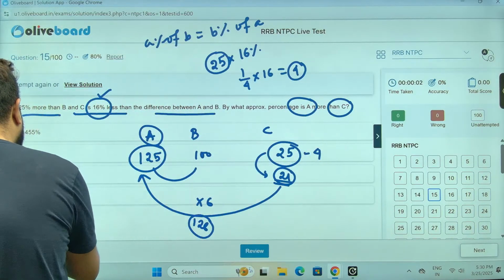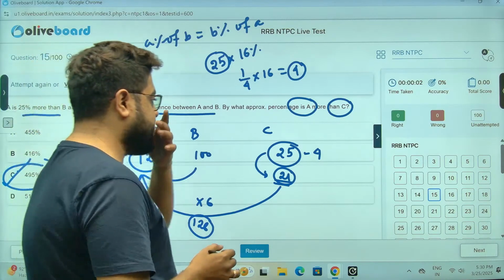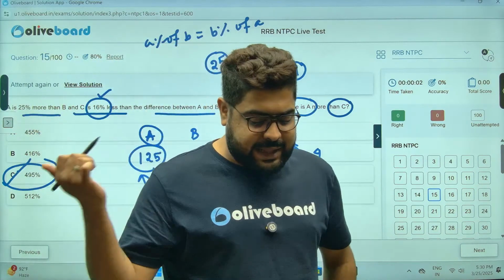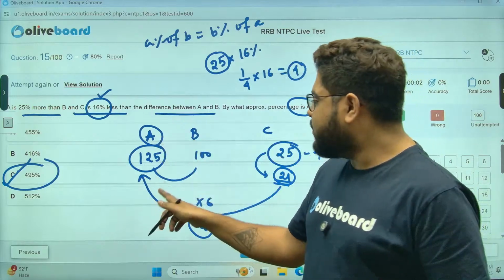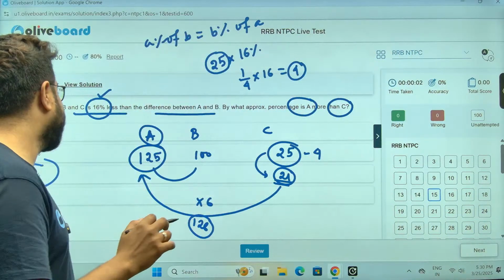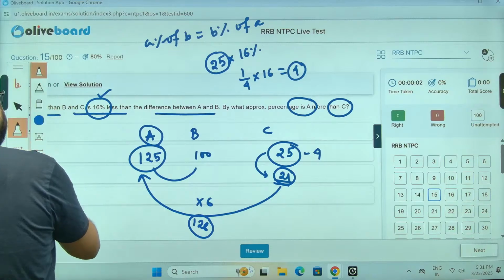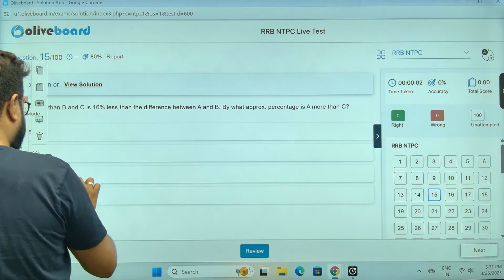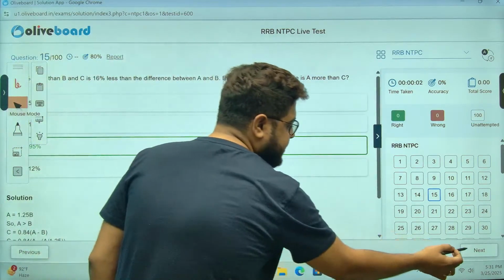So how much more? Less than 500% more option. You see option C is there. 495%. That will definitely be my answer, sir. Very, very simple, right? Very simple, sir. Chalo, let's see, sir. 495. Again, that's the answer.